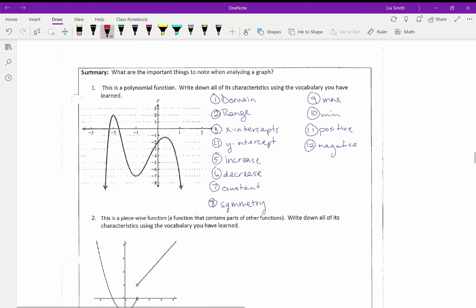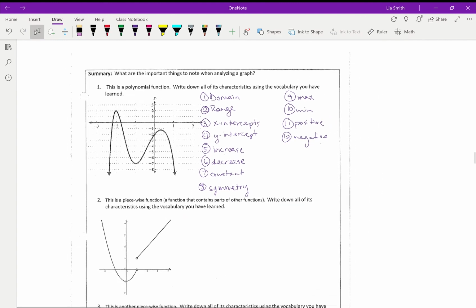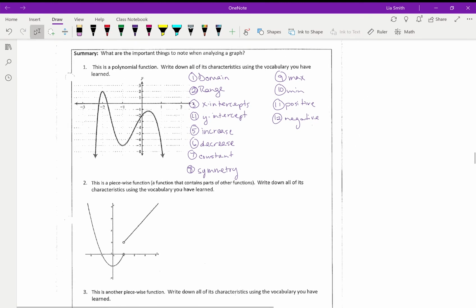On the next page here, you'll notice that you are practicing all of those descriptions that we've gone over. So there's 12 things for you to check on every single graph. So please take your time. Do not rush through this. Think about each and everything. Look back in the notes. And then when you're finished, you can start the next video to check your work.